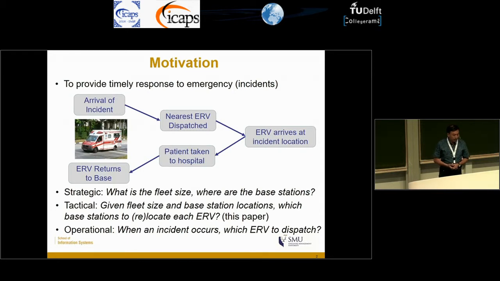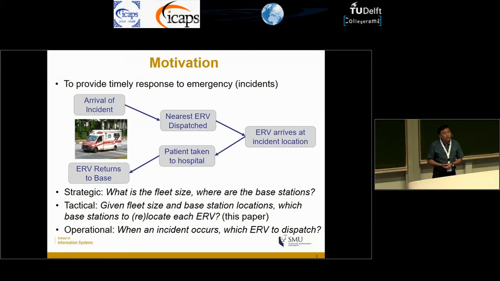Another line of work deals with the tactical concern, and that is, given that we have the fleet size, let's say 100 ambulances, given that we have the locations of the bases in various places in the city, which location should have how many ambulances of what sorts? And that is the concern of this paper, and we make a simplifying assumption that all ambulances are homogeneous in this paper.